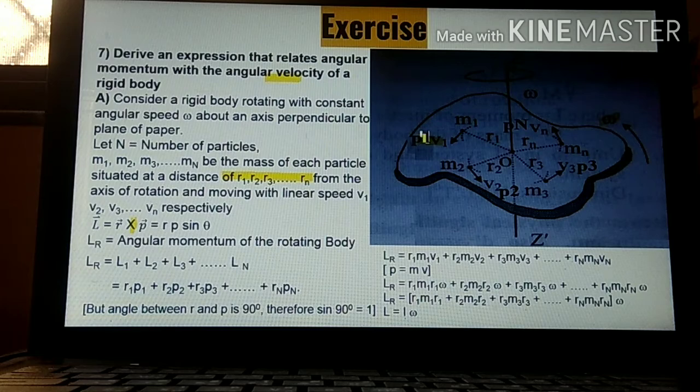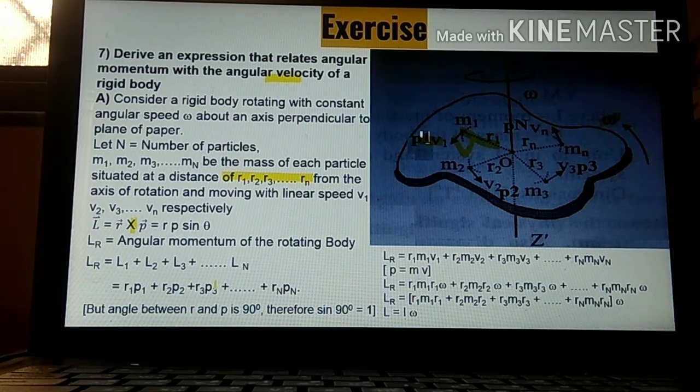P denotes linear momentum and V denotes linear velocity. You will see that R and P are perpendicular to each other. As they are perpendicular, theta is 90 and sine 90 is 1. Over here, we'll first find the angular momentum of each and every mass. Then we'll add all of them in order to find the angular momentum of the whole body which is rotating. So L, the angular momentum, is equal to L1 plus L2 plus up to Ln.